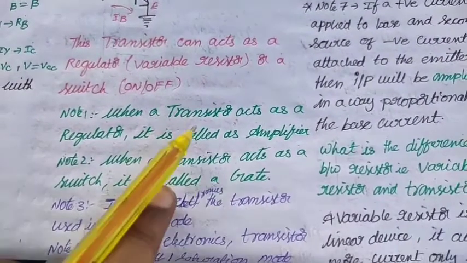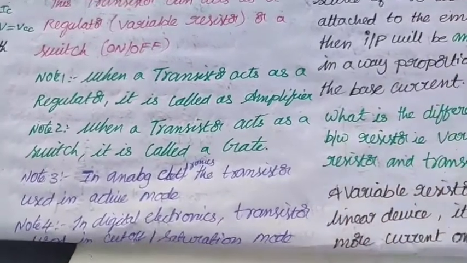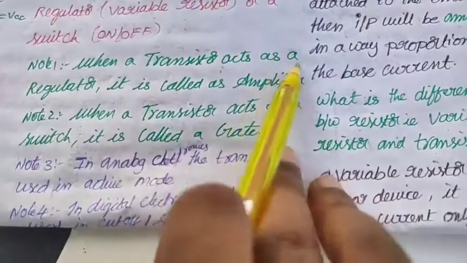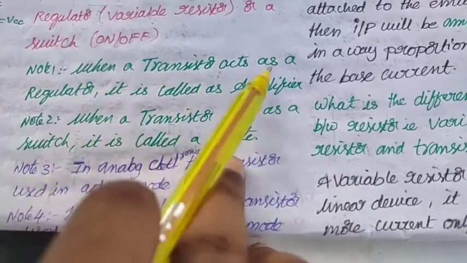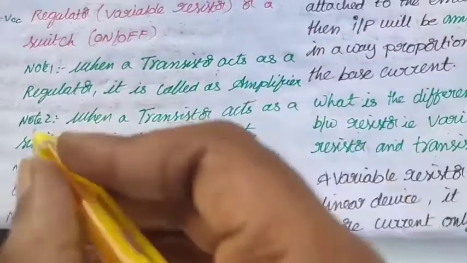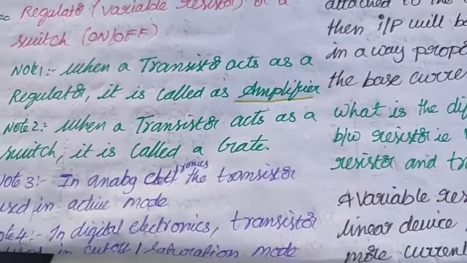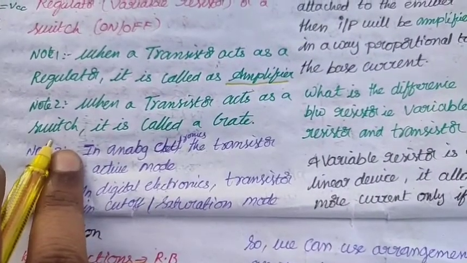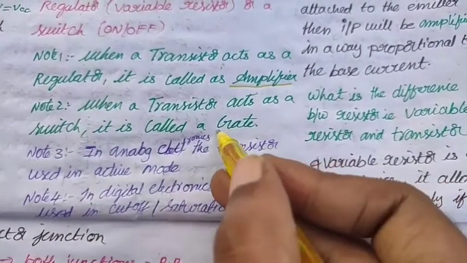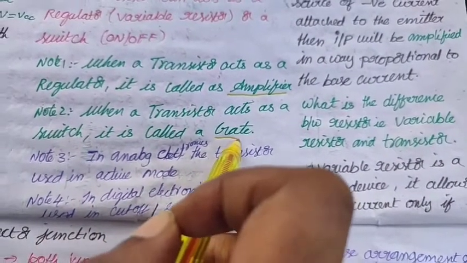Note, we have some important points we have to understand. When a transistor acts as a regulator, it is called an amplifier. When a transistor acts as a switch, it is called a gate. Regulator means amplifier, switch means gate.